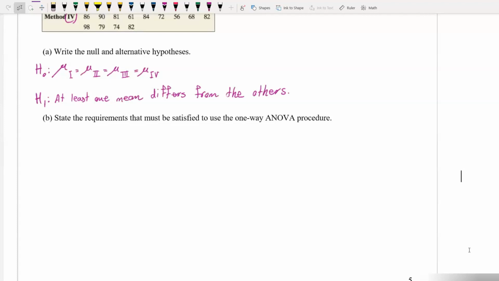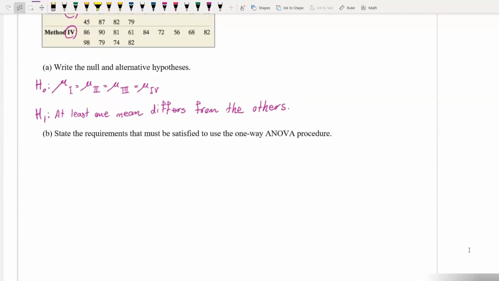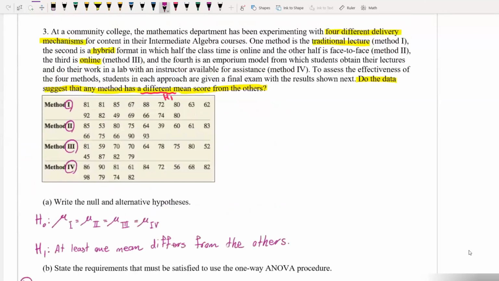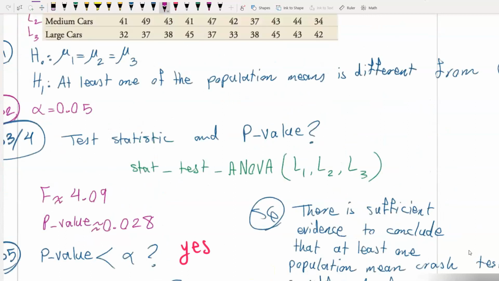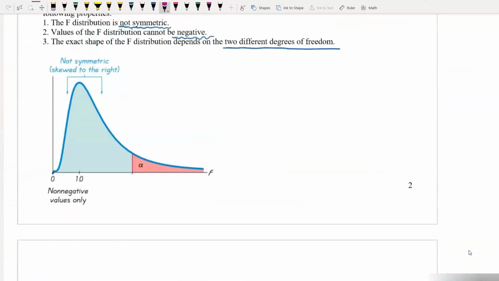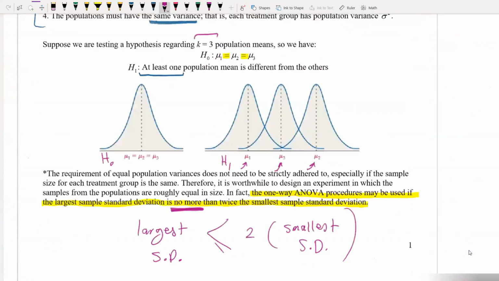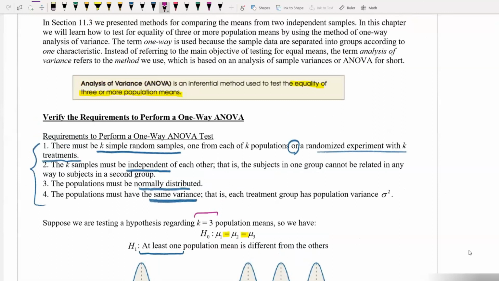Part B, state requirements that must be satisfied to use one-way Anova. On this part, we only need to write the requirements. It doesn't ask us to prove them. We have all these requirements here on top, on the first page, these 4 requirements.